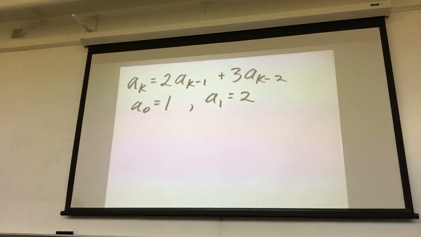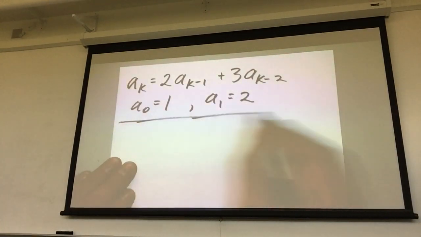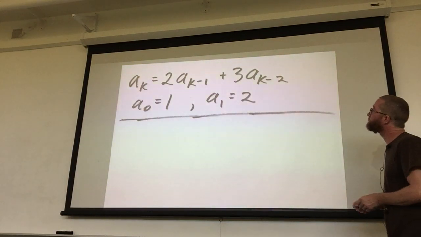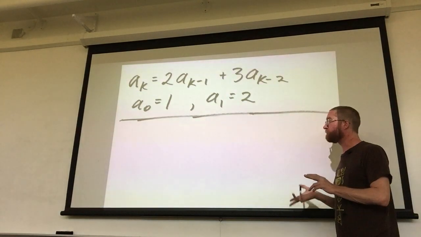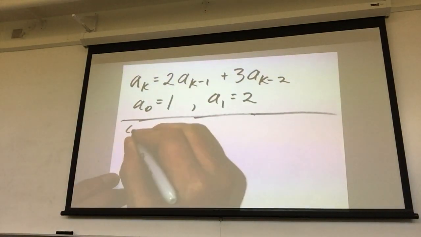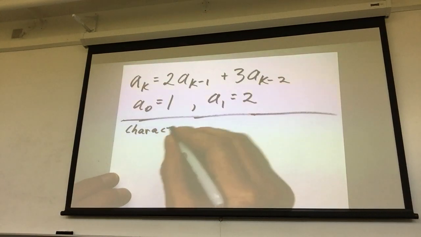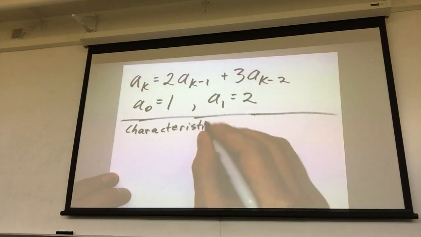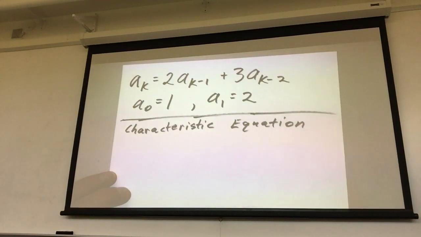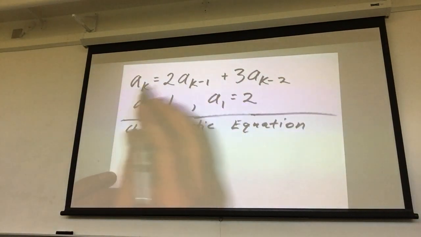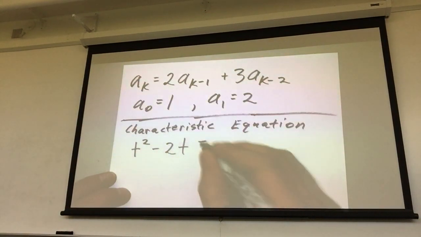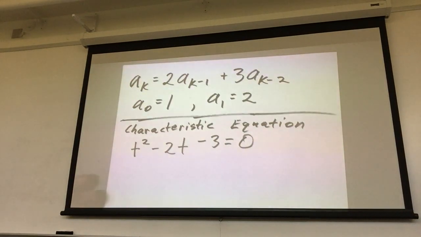So we're going to try to figure out a general A sub n for this sequence. All right, so the very first thing you do when looking at this problem is you need to look at the characteristic equation. Now, the characteristic equation, we're going to shift these over to the other side. And so that'd be t squared minus 2t minus 3, which would equal 0.